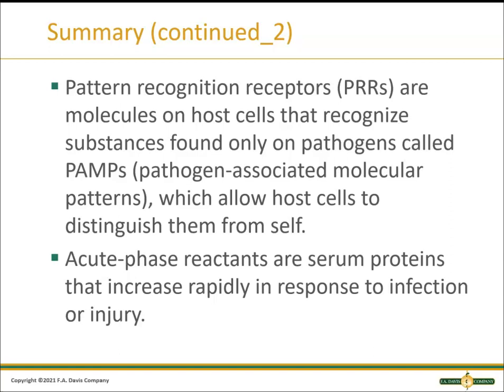Okay? So the acute phase reactants are just soluble proteins floating around in our serum. And when we get an infectious process, they increase quickly. We actually do blood work, and we can analyze for these things, and that tells us that there's an infectious process or injury that could be occurring at the time.